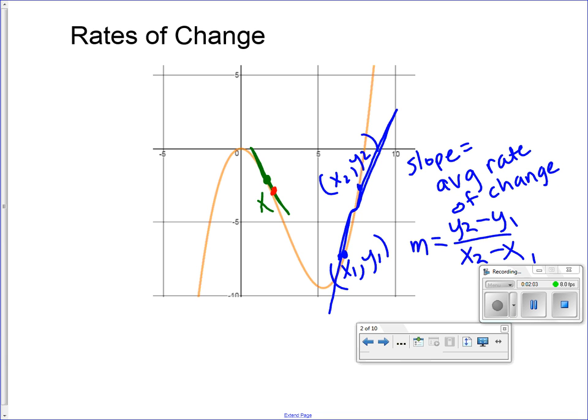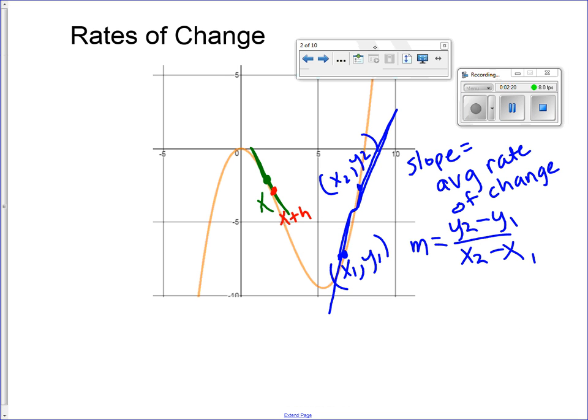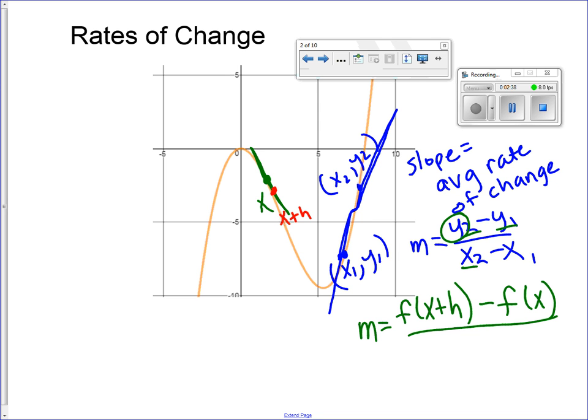So this red point, it's on the orange graph. Its x-coordinate is x plus h. So x plus just a tiny bit more. h is very, very small. So if I do that, and I use my slope formula, then the second y-coordinate is the output at x plus h, and the first y-coordinate is the output at x. So that's y2 and y1. The second x-coordinate was x plus h, and the first x-coordinate was x.